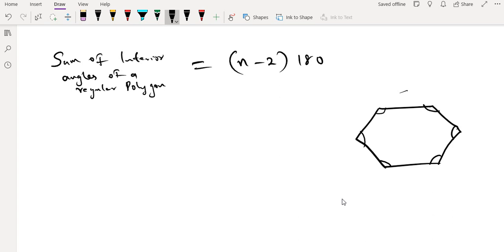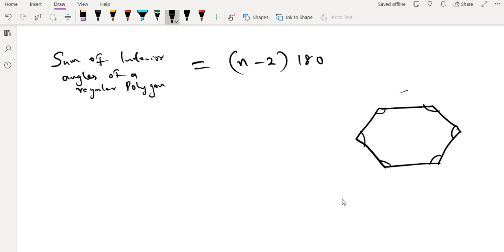Listen up. Let's count the number of sides. 1, 2, 3, 4, 5, 6. For a regular hexagon, if you want to calculate the total of the angles inside, it will be n minus 2 times 180, n being the number of sides. So it will be 6 minus 2 times 180. 4 times 180 gives us 720. So Carrie, you missed it.